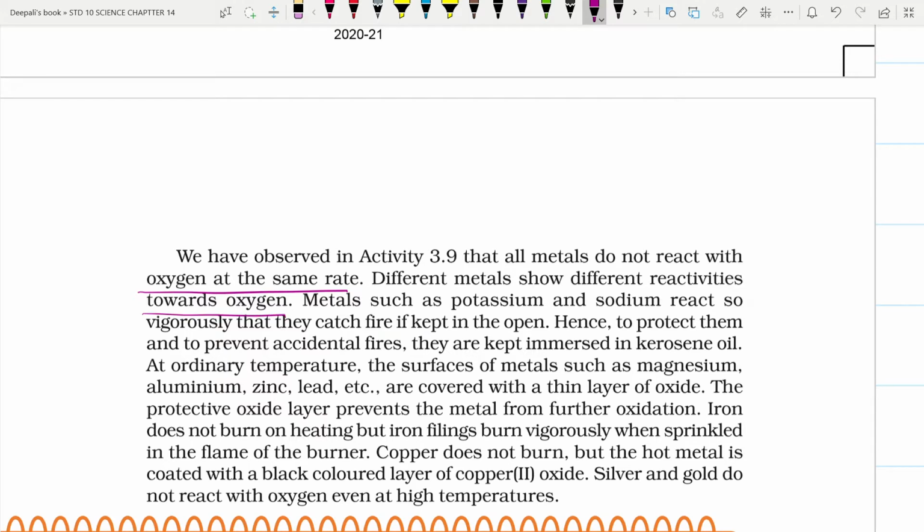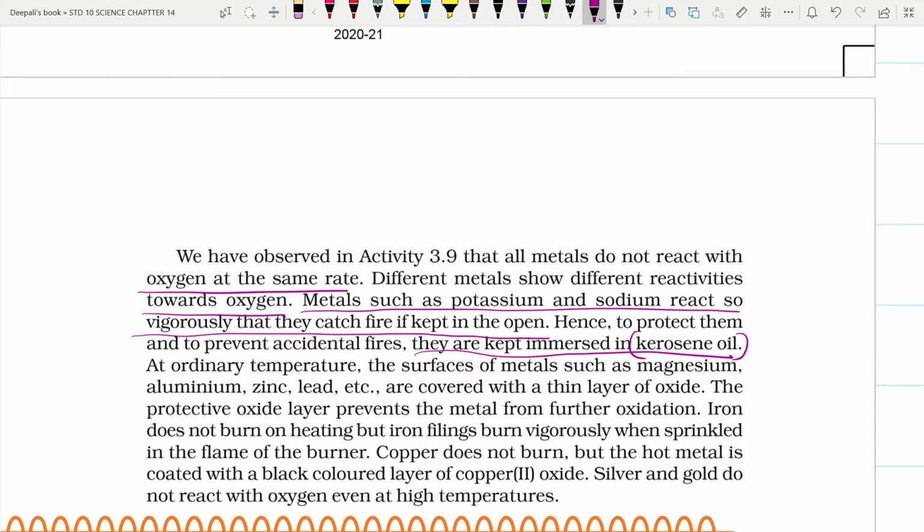Metals such as potassium and sodium react vigorously and they catch fire if kept in the open as well. Hence, to protect them or to prevent accidental fires, they are immersed in kerosene oil. This can be asked as a give-reason question: why are potassium and sodium kept in kerosene? Now you know the reason, that because they catch fire when kept open in air, they are supposed to be kept in kerosene oil.